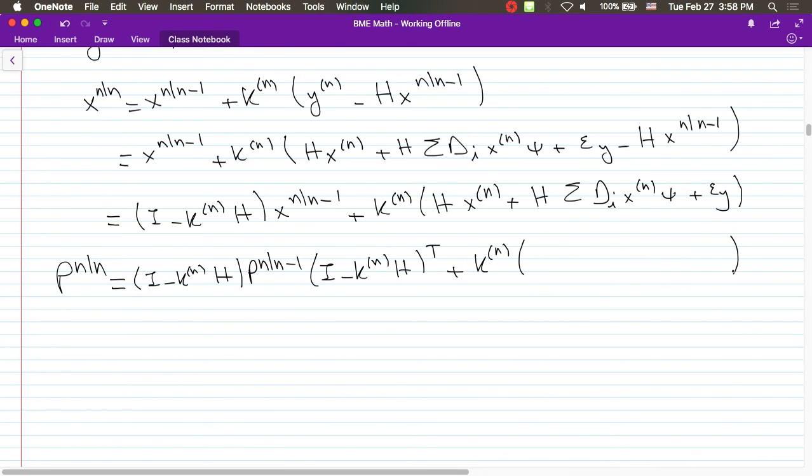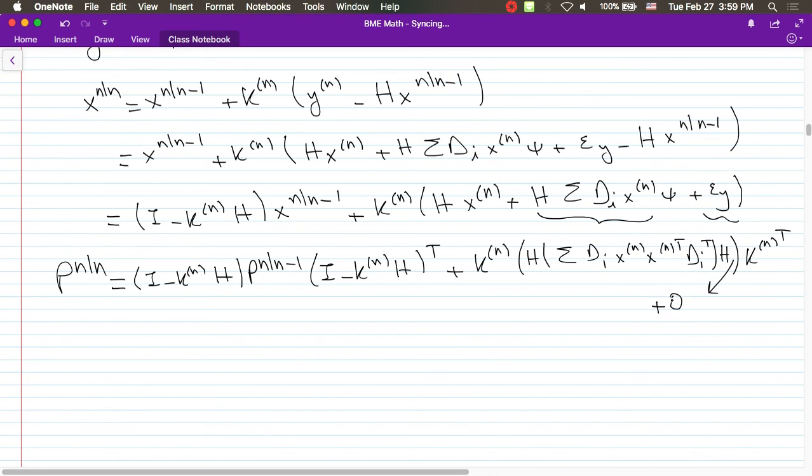So this equation here, K of n transpose. Now, what's the variance of this quantity on the inside? It's just going to be variance of this plus variance of this. So that's going to be H times the sum of Di x of n transpose, Di transpose times h, plus the variance of this term, Qy. And h transpose? Right? Yes, thank you.